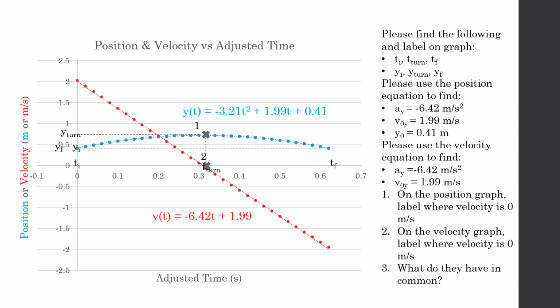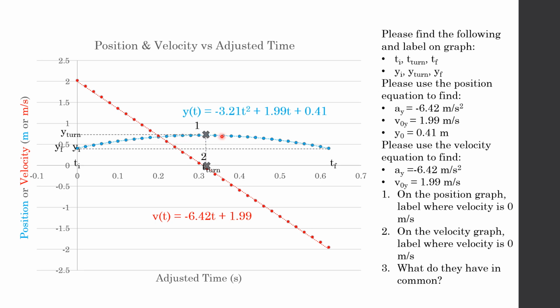All right, so hopefully you took some time and you worked through this on your own. So now I'm going to go through all of the answers. First we're going to figure out where t initial, t turn, and t final are. T initial is going to be this first point over here, so it's 0. T final is this last point here where the graph ends, and t turn is going to be this point here at the top point of my curve.